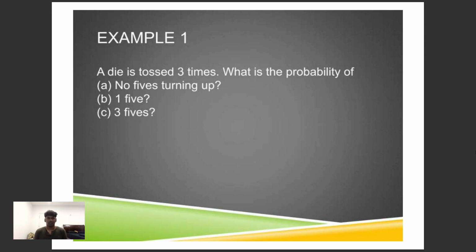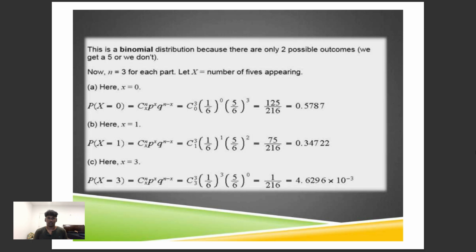Example 1. A die is tossed three times. What is the probability of A, no fives turning up, B, one five, or C, three fives? This is a binomial distribution because there are only two possible outcomes. We get a 5 or we don't. Now, n, which is the total number of outcomes, is equal to 3 in this particular case for each part. Let x be the number of fives appearing.